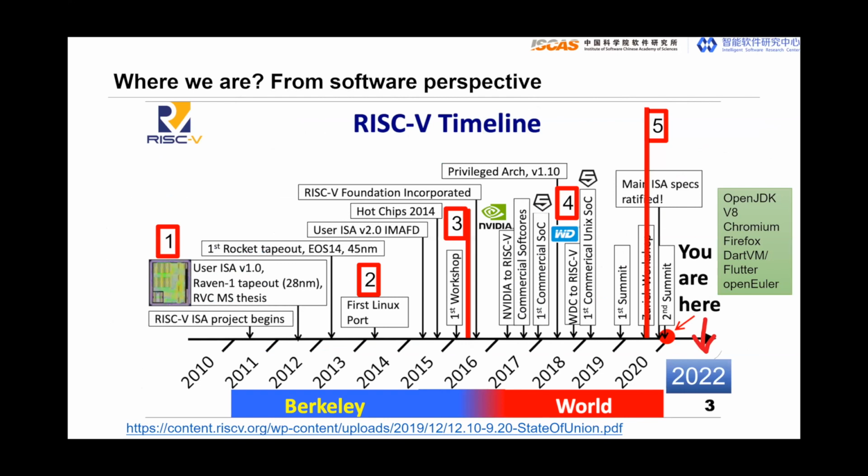So from the software perspective, this is the timeline of RISC-V involvement. But we are in 2022, and there is a lot of work to do. The most important work is software ecosystem software, as Dr. Quinn also mentioned. So what are they? I will talk about them in the next slides.